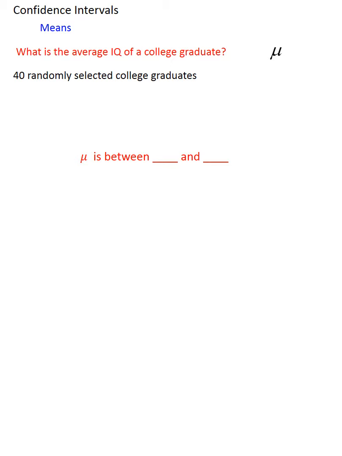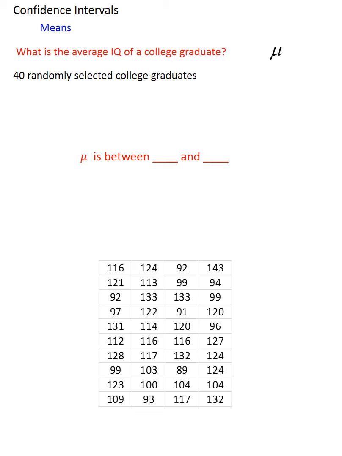So we randomly select 40 college graduates. We give each one of them an IQ test. Here are the results. It turns out the average among this sample is 113, which you could find yourself by simply adding them all up and dividing by 40. We call that our sample average, symbolically known as X bar.